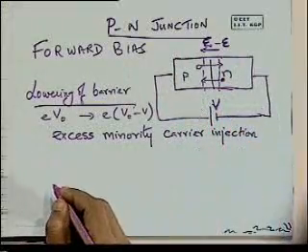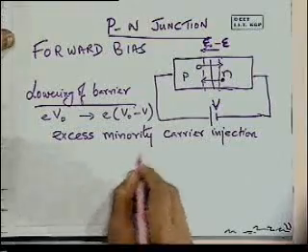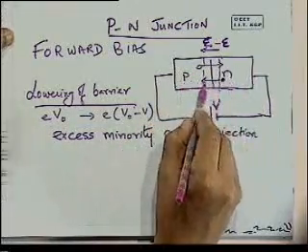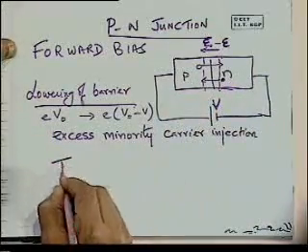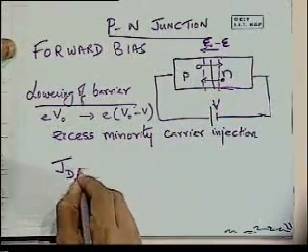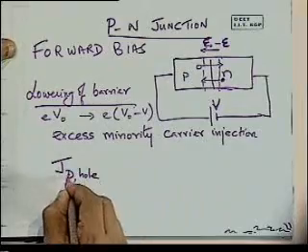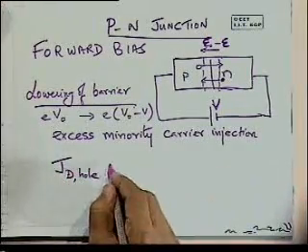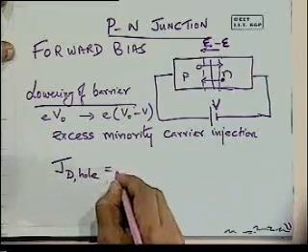Now to look at this a little more carefully, we can write the whole current density for diffusion from here to the other side as a diffusion current due to the hole injection into the n side. I'm not going into the derivations and things like that.